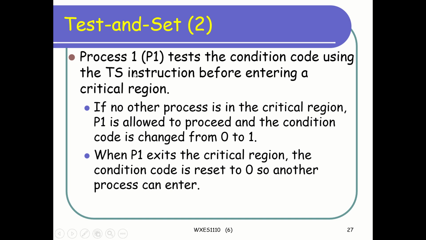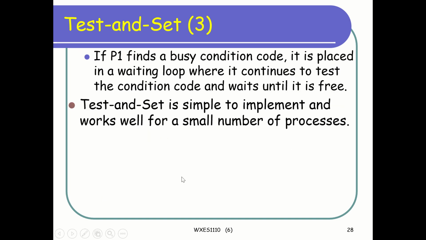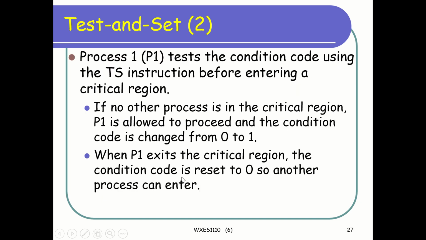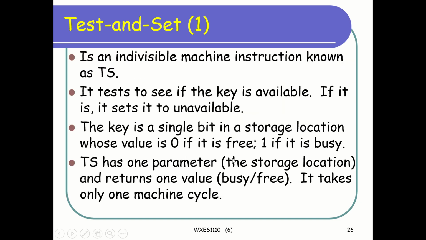If no other process is in a critical region, P1 is allowed to proceed and the condition code is changed from 0 to 1. When P1 exits the critical region, the condition code is reset to 0, so another process can enter. Okay, so 0 if it is free, and 1 if it's busy.